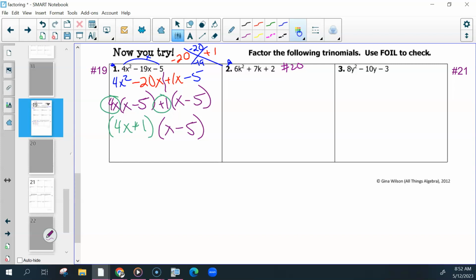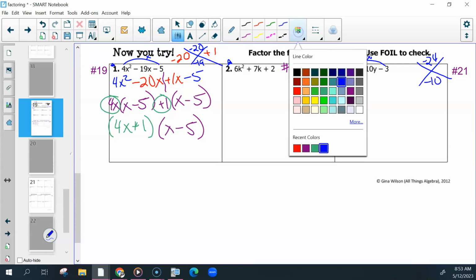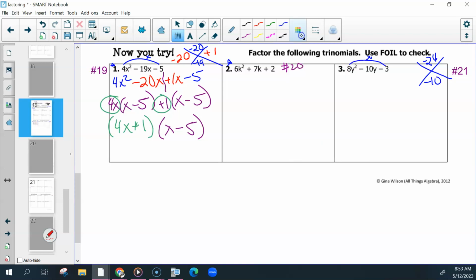Example 3. So same process. Is there something we can divide each of these by? No. So not a GCF other than 1. So multiply 8 and negative 3. And we're looking for two numbers that multiply to be negative 24, but add to be negative 10.